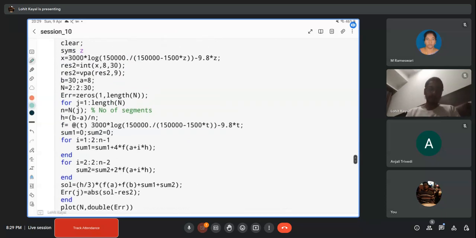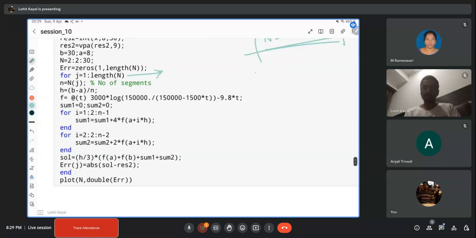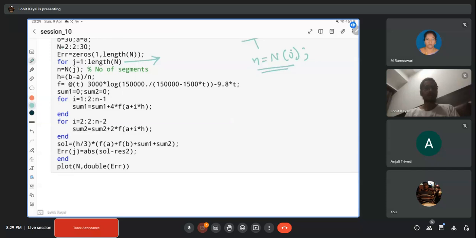Here the only difference is that I cannot consider an odd number of segments. So here n is varying from 2 colon 2 colon 30. This will be the correct choice of capital N, and this outer loop is for capital N. So here n equals n of j, and all other operations will be the same. First you need to define what h is, that is b minus a by n.